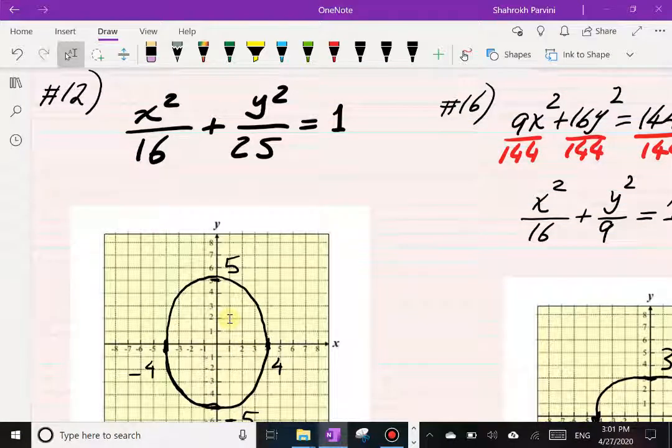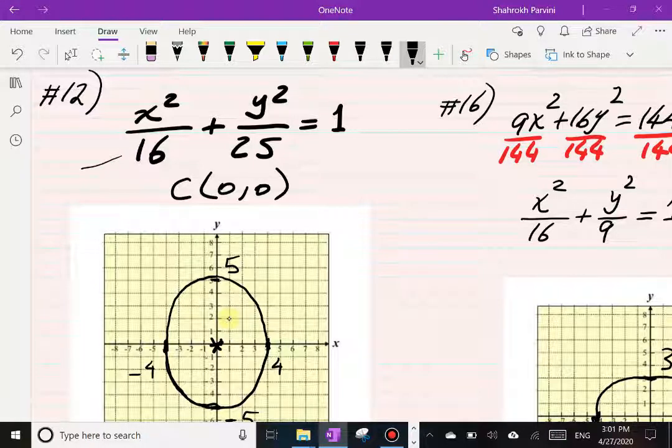We're going to identify the center of the ellipse here. In this case, the center is at (0, 0), right? Because h and k are 0. And then we're going to take the square root of 16. Remember, the number in the denominator, in this case 16, corresponds to a squared. 25 corresponds to b squared. So a and b would be the square roots of those numbers. If you take the square root of 16, we get plus or minus 4.